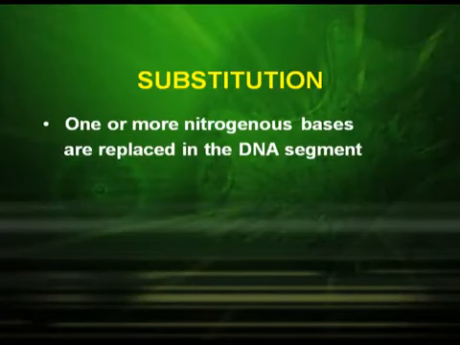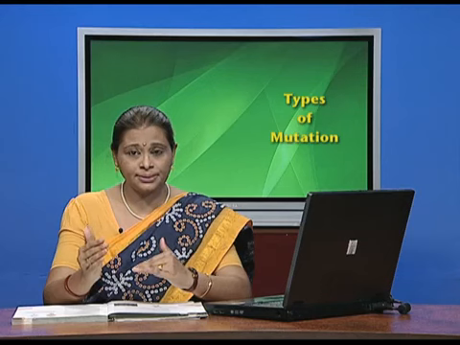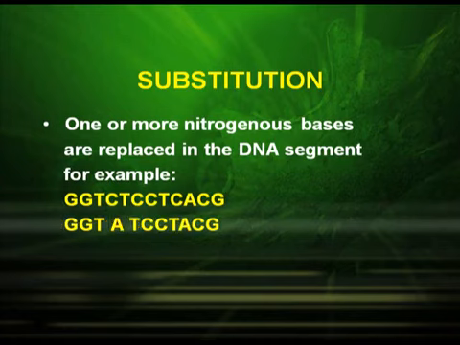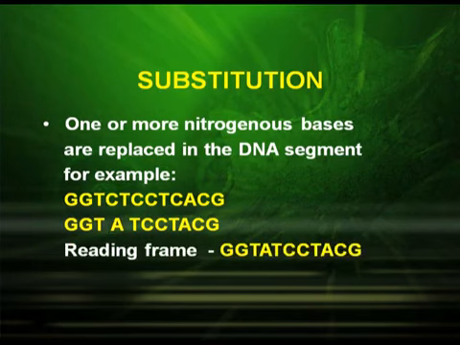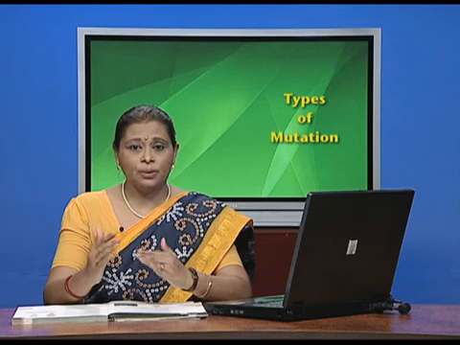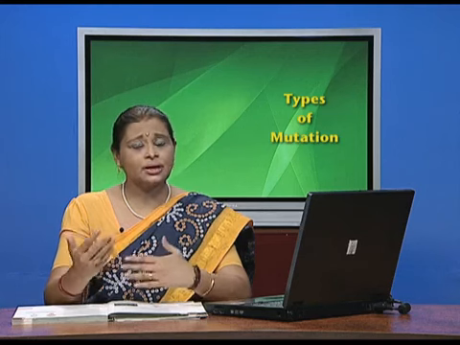Now let's have a very common type of mutation called substitution, where one or more nitrogenous bases are replaced in the DNA segment. Again we'll start with a hypothetical DNA sequence: GGT CTC CTC ACG. Here, the C is replaced by A after GGT. So what does the reading frame become now? It becomes GGT ATC CTA CG. So the whole reading frame changes and we get an abnormal protein that results in a mutation.